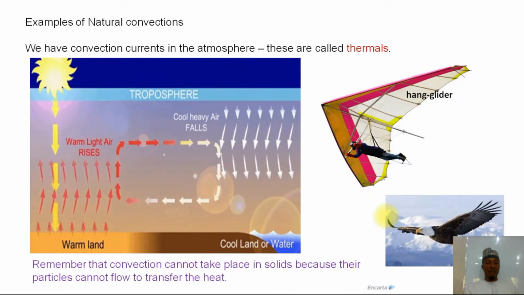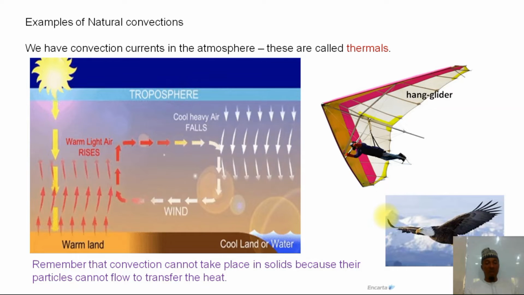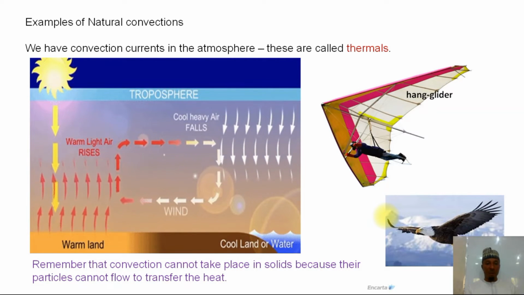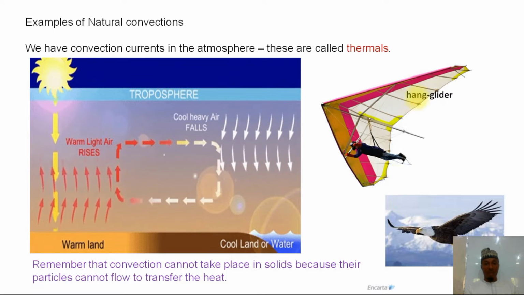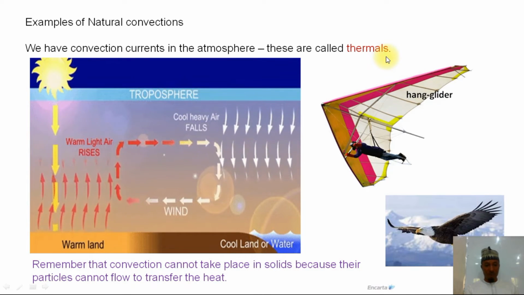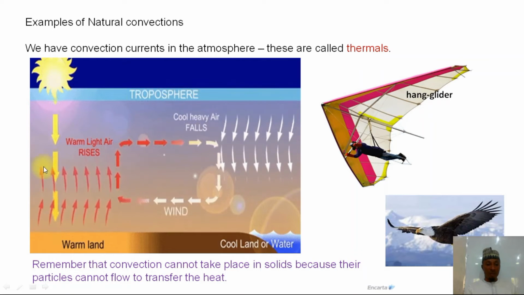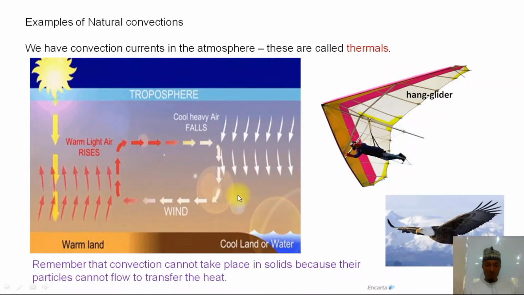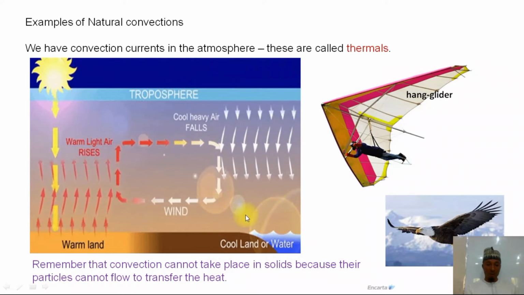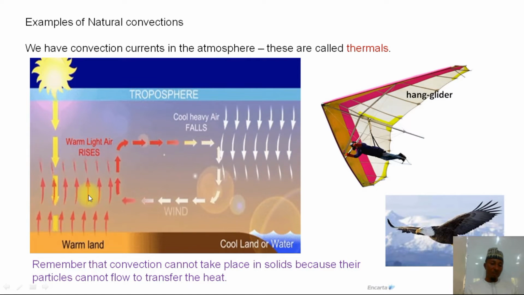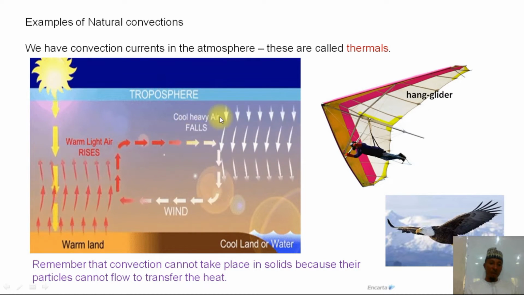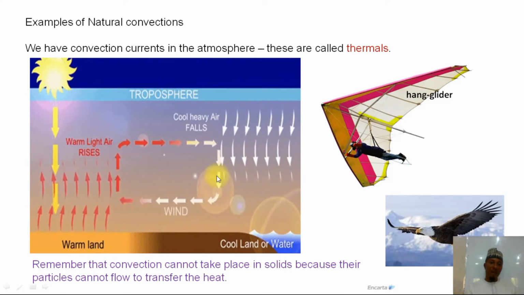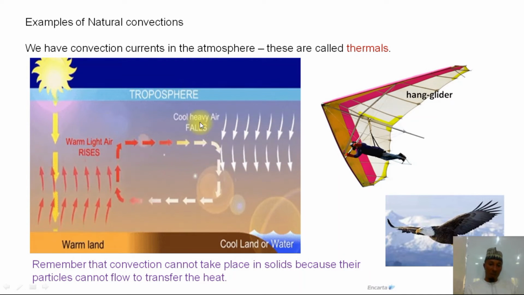Convection is applied in so many instances, and there are some that happen naturally. One of the convections that happen naturally is called thermals. Now we can see a clear demonstration of what happens in thermals. Heated air from the land rises and cold air from the sea or from a colder region flows in to take its place. The heated air that rose earlier is also cooled up there in the sky and falls back. The process keeps going on and on.